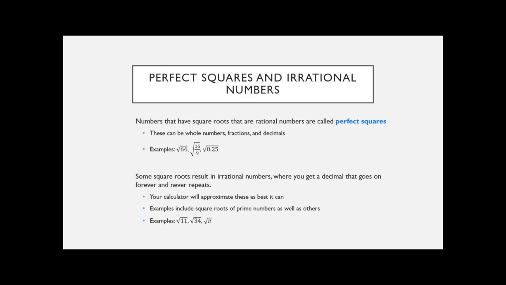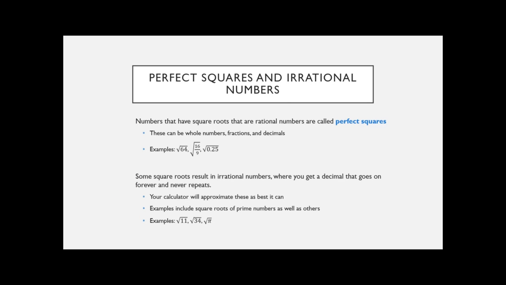So with square roots, we need to talk about perfect squares and irrational numbers. So if you have a number that has a square root, and when you take the square root, you don't get an irrational number, it's a rational number. So when you take the square root, you can get a whole number, you could get a fraction, or you can get a decimal that can be written as a fraction. Those are all called perfect squares.